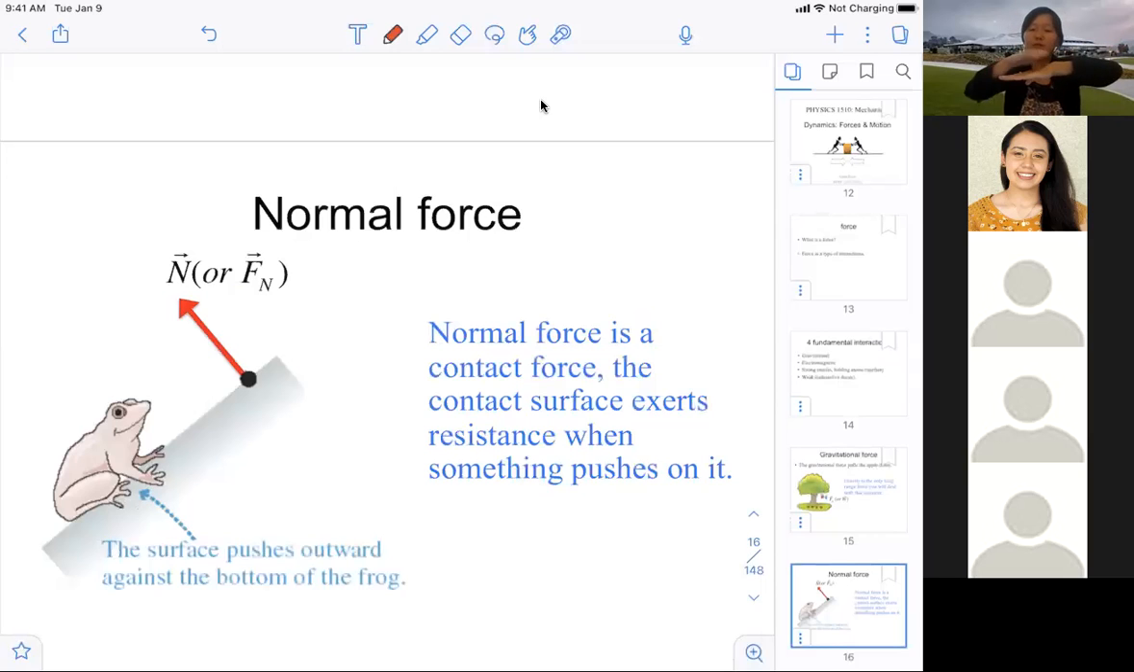So if the surface is flat, let's say you put your book on the table, the table is providing a normal force straight upward on the book. Now, if you tilt your table a little and your book is still at rest, right? Then the normal force is also tilted because it's always perpendicular to the surface. And you can use F sub N, the normal force, to represent it, or the capital letter N, simply representing the normal force.